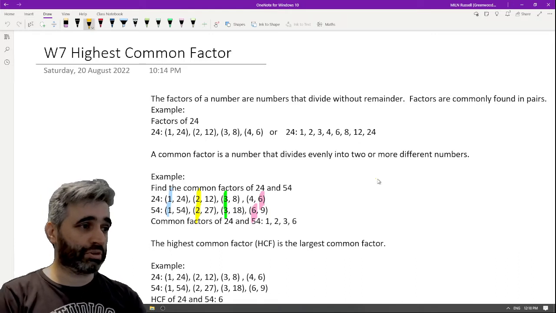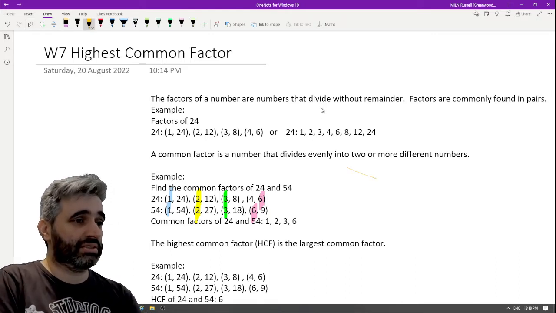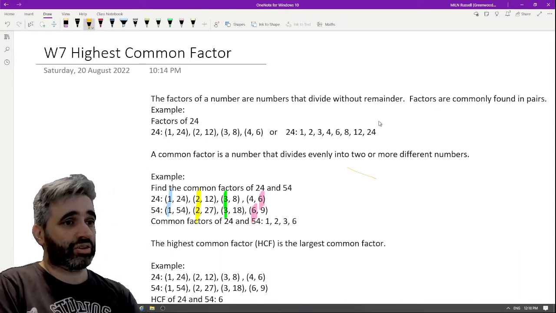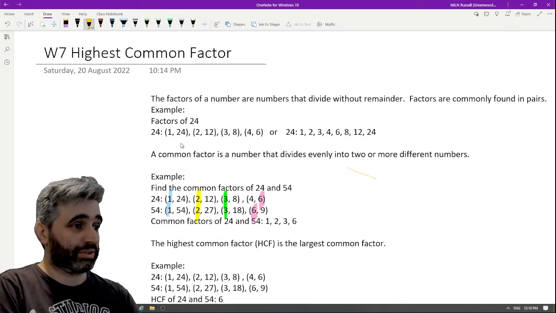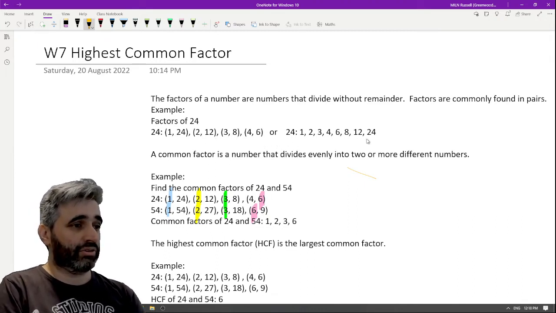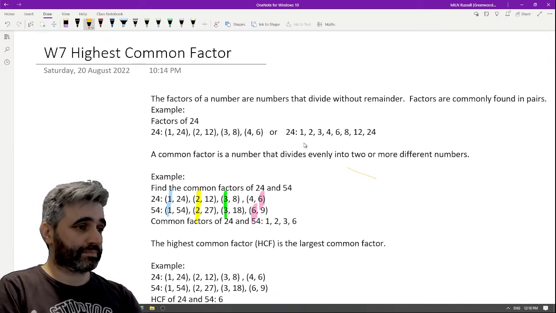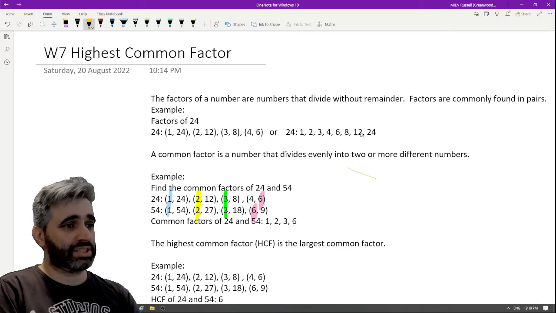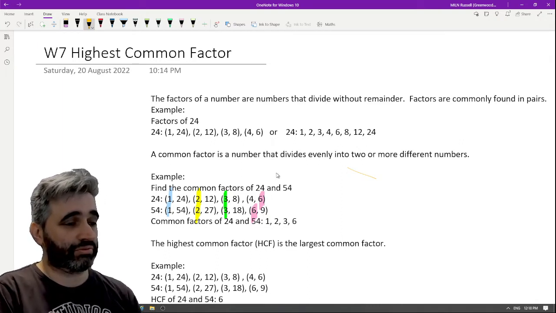A factor is a number that divides into another without remainder, and factors are commonly found in pairs. So for factors of 24: 1 times 24 is 24, 2 times 12, 3 times 8, 4 times 6. Often we'll put them in order so we can see them: 1, 2, 3, 4, 6, 8, 12 and 24 will divide into 24 without remainder.